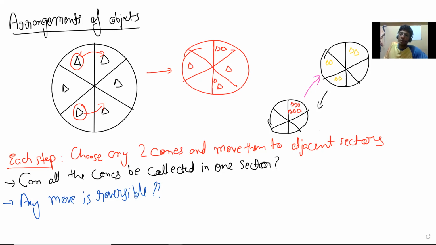Just do the opposite. I mean, if this is the new guy that came in, just choose them and reverse them. Any move is reversible, right? Also, it's possible, right? You mean you can end up with everything in the same cone, same sector? Okay, so let me just write yes here. I suppose this is fine, but that's not even important here. So how do you do that?